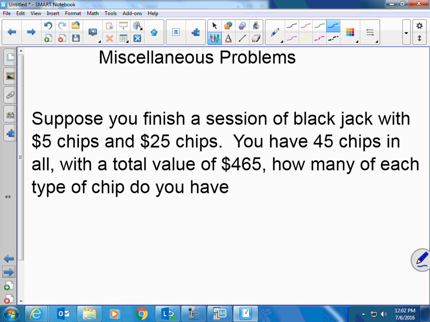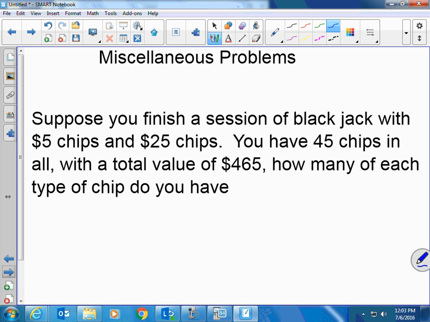As I read this, my first question, or your first question, is probably, I don't know much about blackjack. But you really don't have to know anything about blackjack. This problem is very similar to the coin problem. We're going to have an equation that tells me the number of chips, just like we had an equation that tells me the number of coins. And then we're going to have another equation that tells me the value of the chips, just like we had the value of coins.